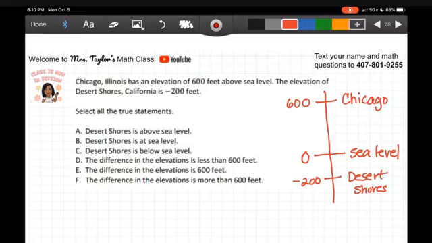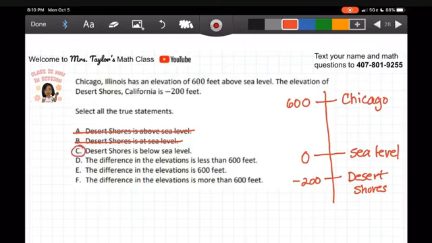So Desert Shores is above sea level. Well, looking at our picture, it's not. So we can eliminate this answer choice. Then it says Desert Shores is at sea level. No, it's not. It's below it. Get rid of it. And then it says Desert Shores is below sea level. And that is true. So we'll circle that one.